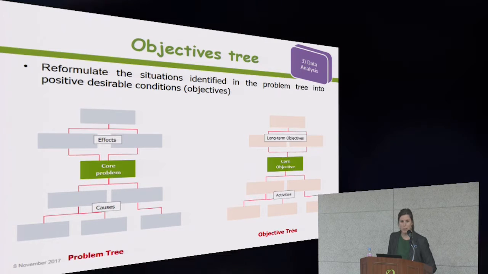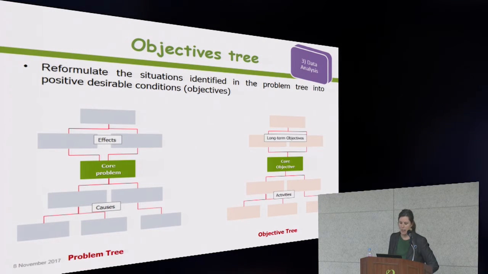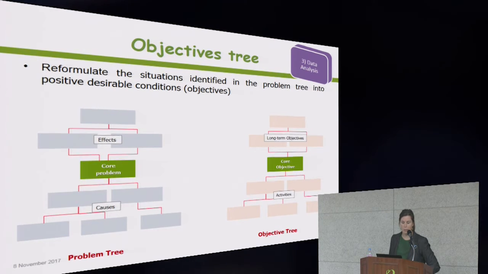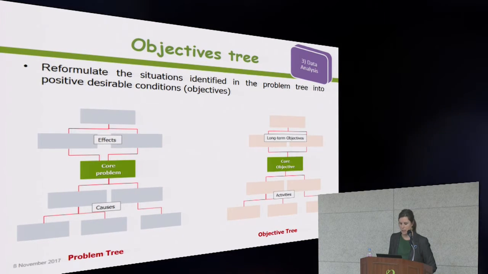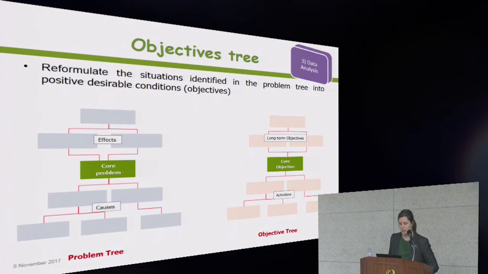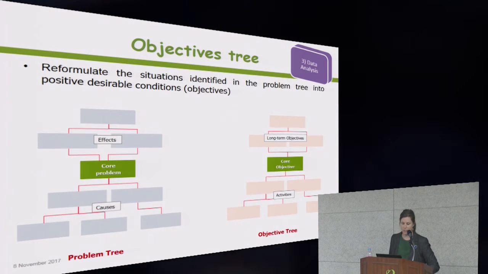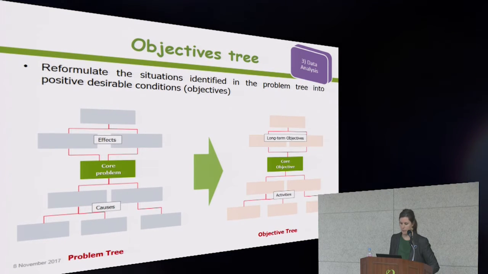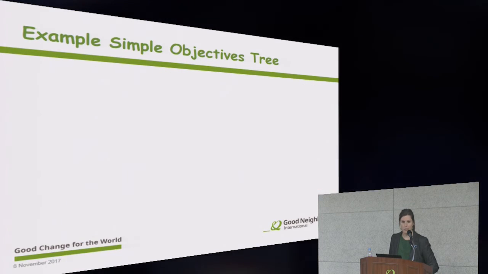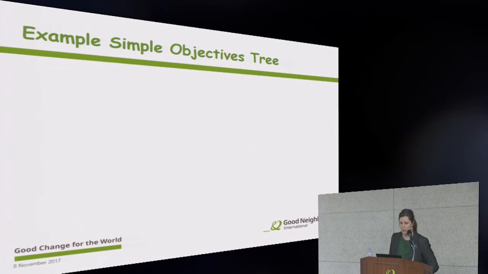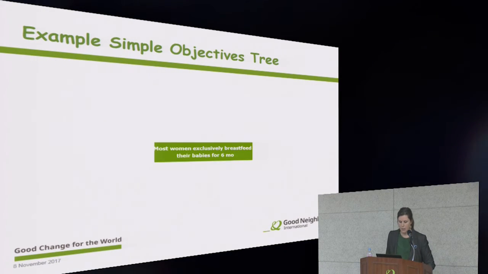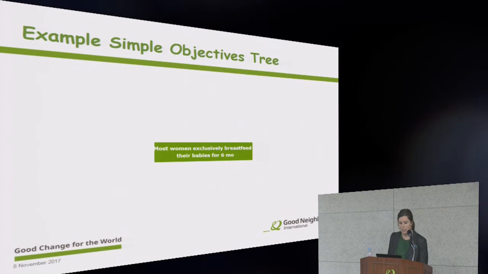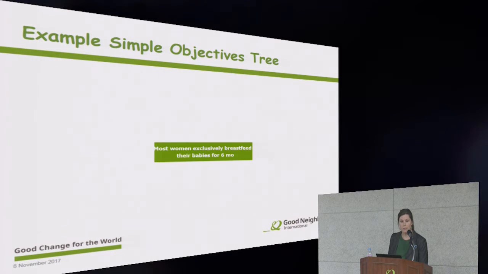Now, once the core problems and their causes and effects are identified and agreed upon and mapped out, then the team can reformulate the situation into an objective tree. So this is done by reformulating all the elements in the problem tree into positive, desirable conditions, or the potential project objectives. So let's transfer our problem tree into an example objective tree. So our problem was that women do not breastfeed their babies. Our objective then is that women exclusively breastfeed their babies for 6 months.